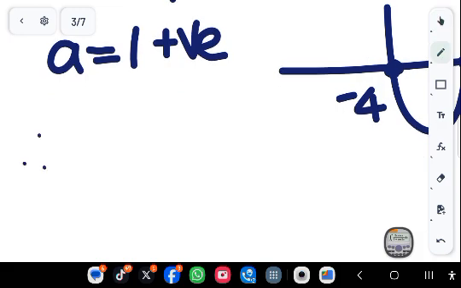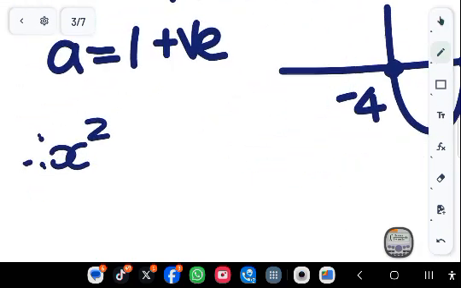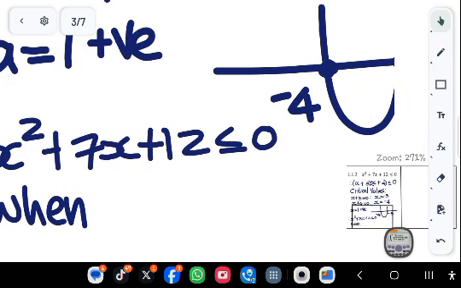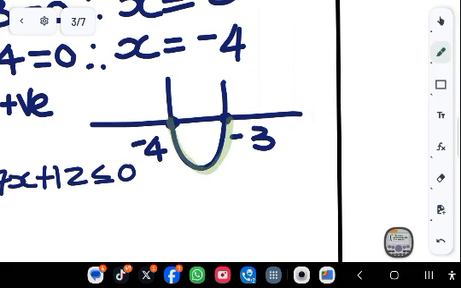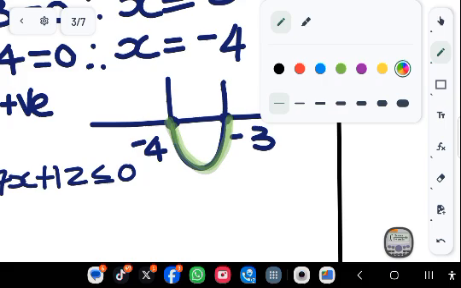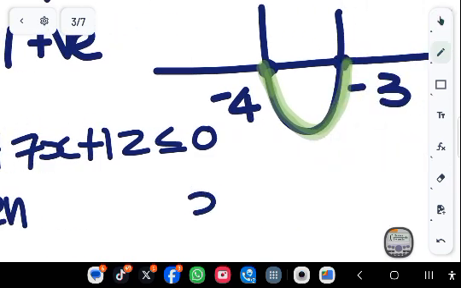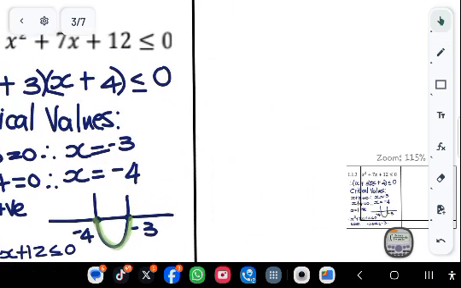So therefore, x squared plus 7x plus 12 is less than or equal to 0 when x is between -4 and -3, including the endpoints. -3 on the left hand side, and that's how we solve that. Next question.